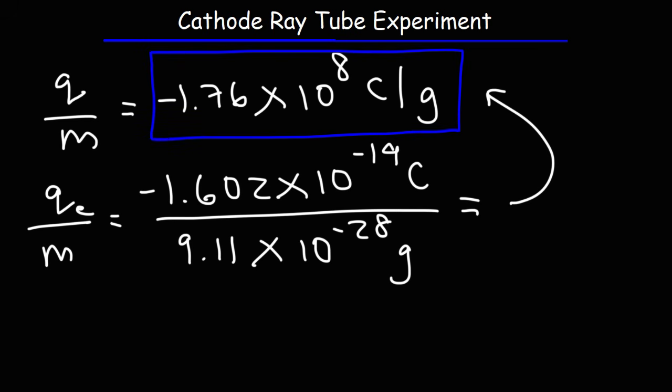And so that's basically it for this video. So now you understand the basic ideas behind the cathode ray tube experiment and how J.J. Thomson used it to discover the fact that all atoms contain negatively charged particles known as electrons.